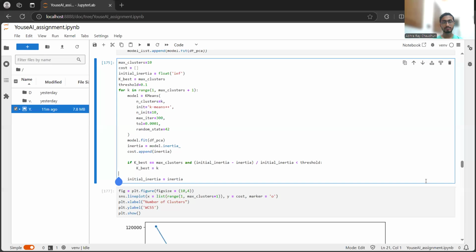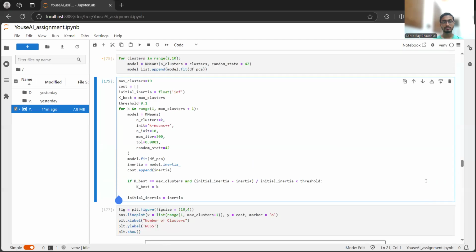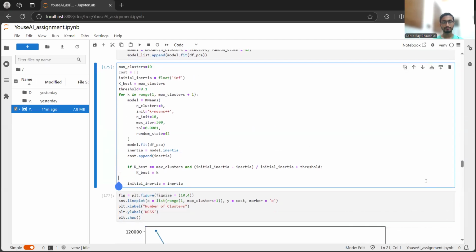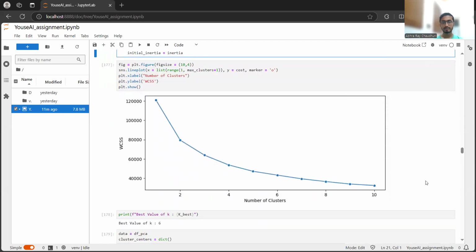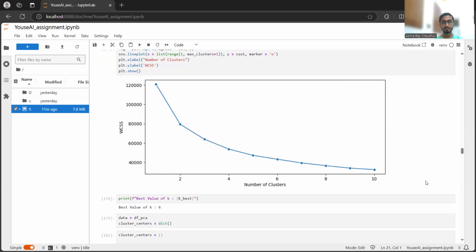We have used k-means plus plus, which is slightly better than k-means. In the elbow method, we find that the best value of k is 6 because the WCSS value has an elbow around 6.